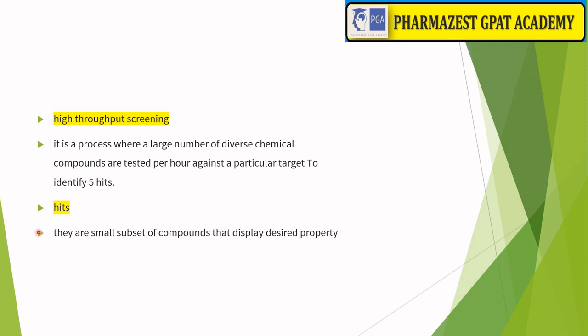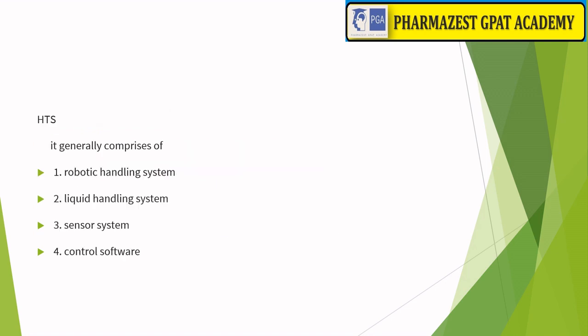Next, what do you mean by hits? These are a small subset of compounds that display the desired property. We will be testing a large number of compounds, but it is not compulsory that all the compounds should show the action. Only a limited number of compounds in the huge number of taken compounds will show the desired activity. Such compounds are considered as hits.